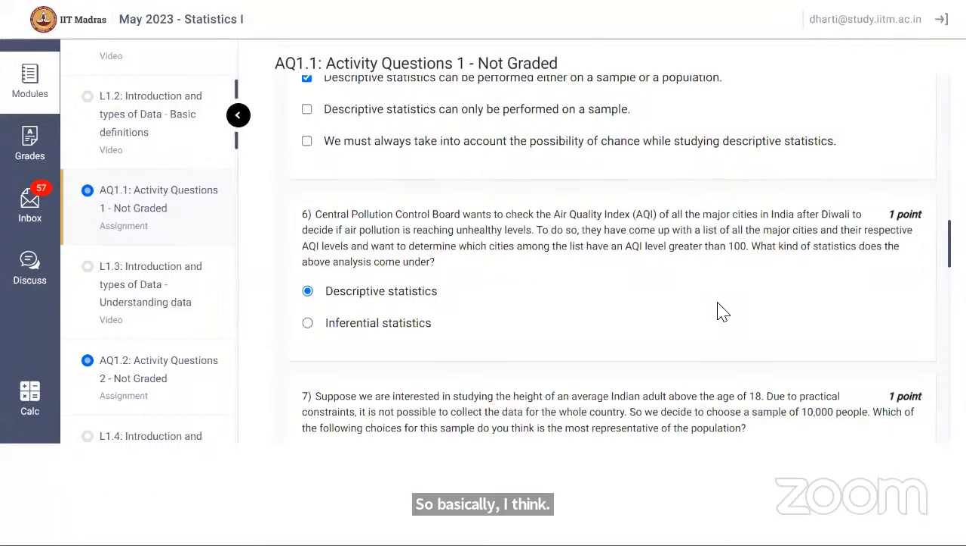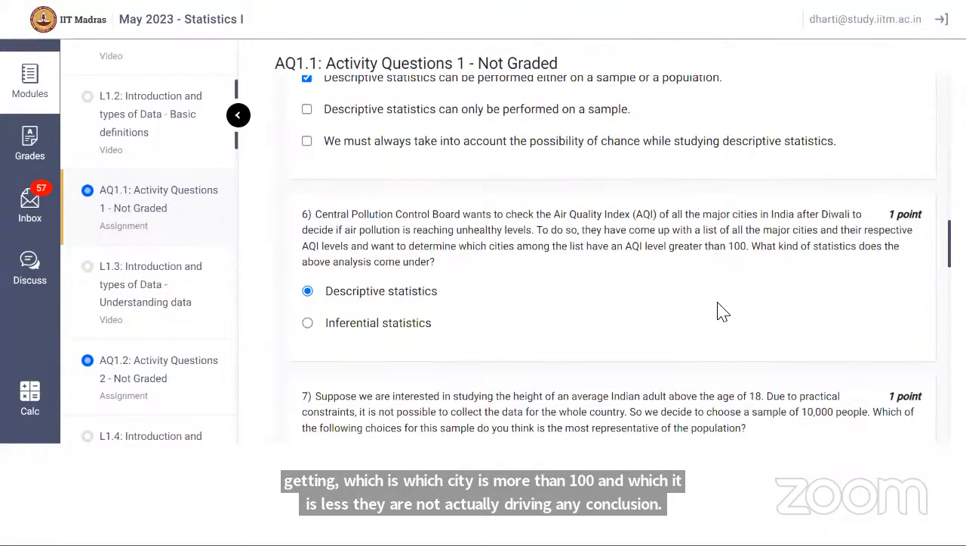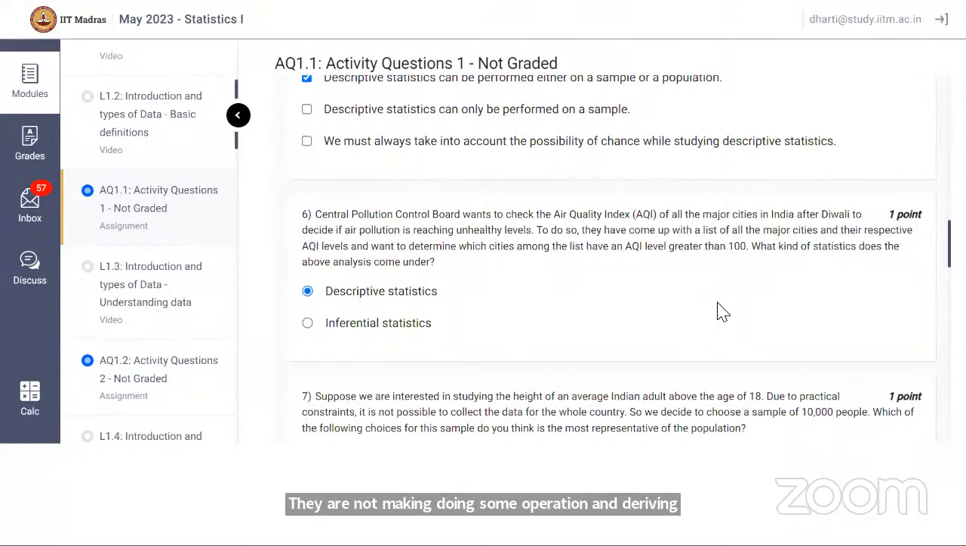Basically, after making this study, they are just finding which city is more than 100 and which city is less. They are not actually deriving any conclusion. They are not doing some operation and deriving that. Is that the reason it is descriptive, or some other reason?